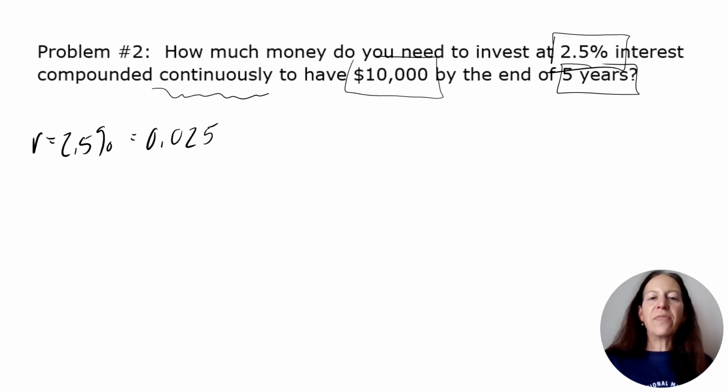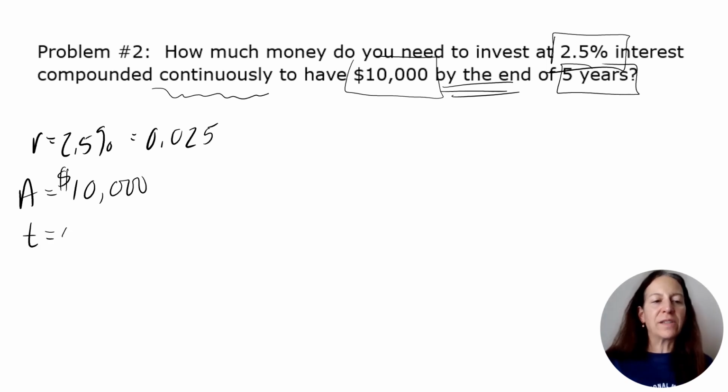Now it's $10,000 by the end. So that means that's the final amount, not the initial amount. And again, just read it carefully. The 5 years is the T. And then the last piece of information that I have is that it's compounded continuously. So that is the second formula. That is PERT. Think of like PERT, like the PERT test. Seniors need that qualifying PERT score.